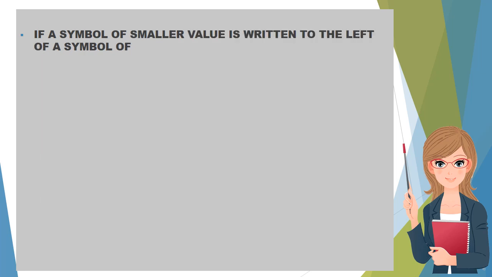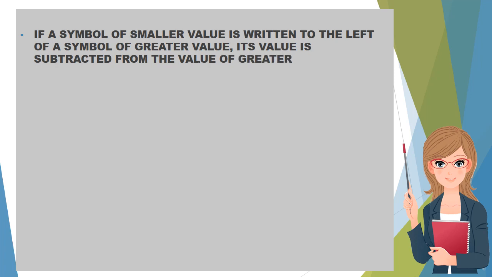Fourth rule is, if a symbol of a smaller value is written to the left hand side of a symbol of greater value, what will we do? Its value is subtracted from the value of the greater symbol. Let us see with the help of some examples what it means. I and V, the value of I is smaller than the value of V. So we subtract the value of I from the value of V, that is we subtract 1 from 5 and we get 4 as the value of this symbol IV.